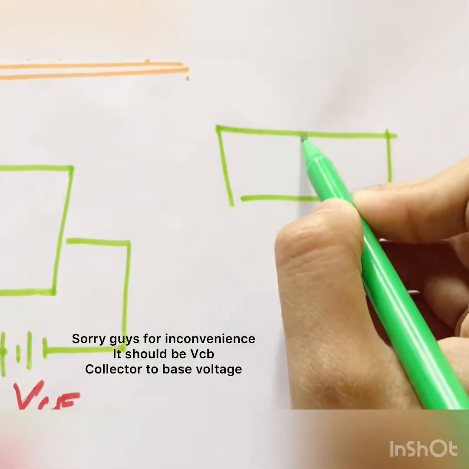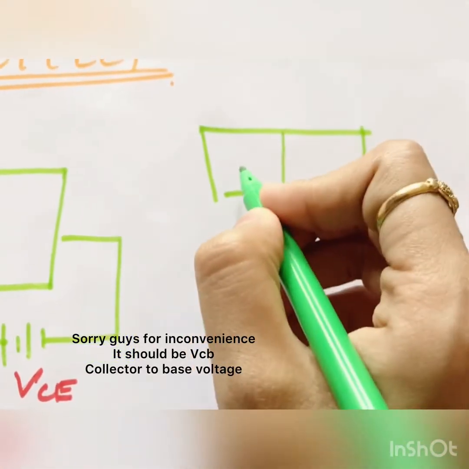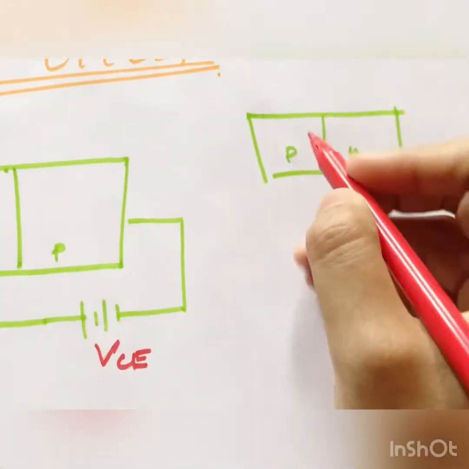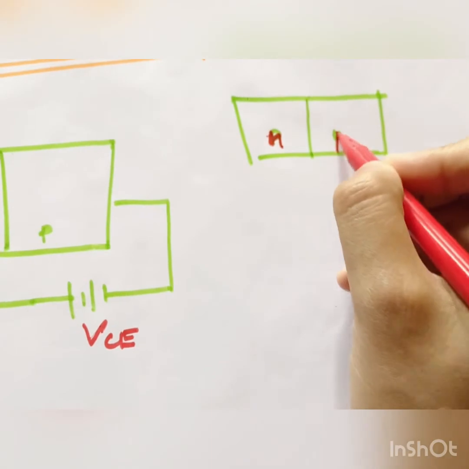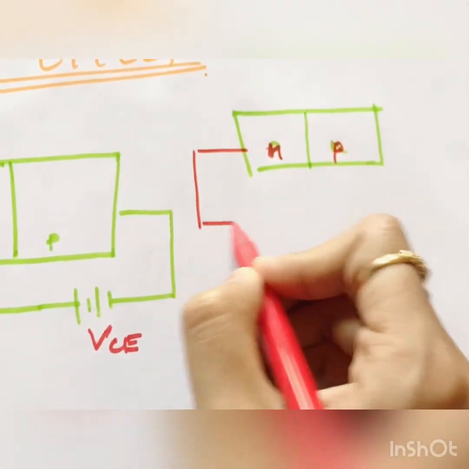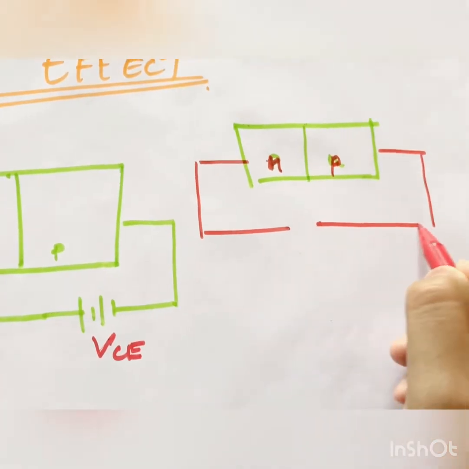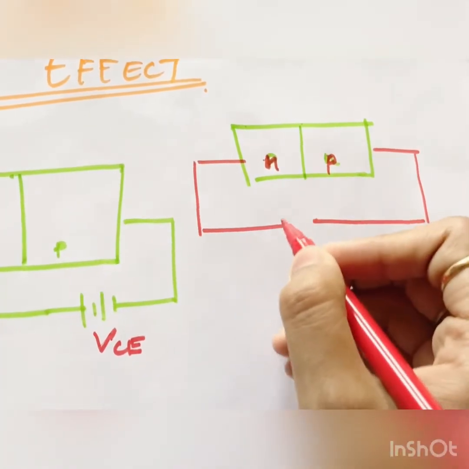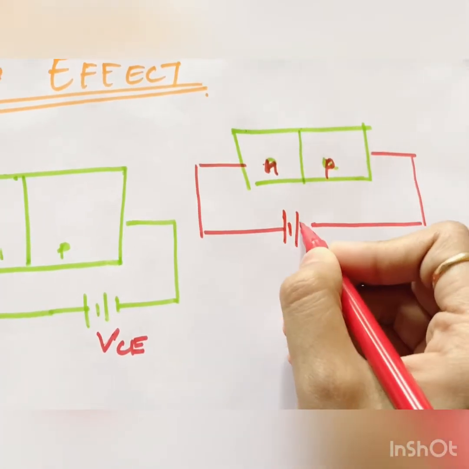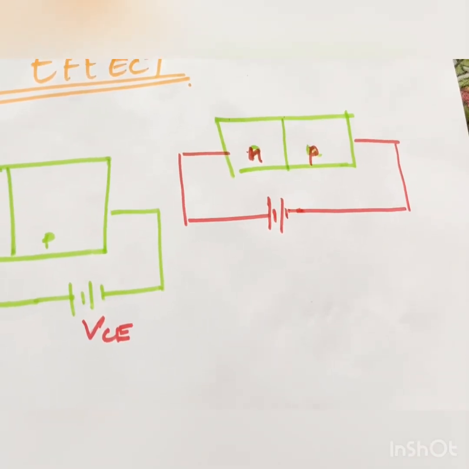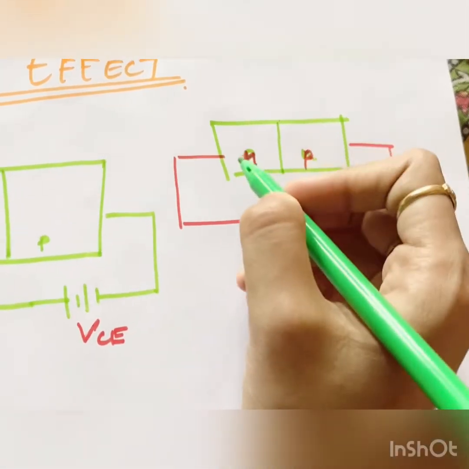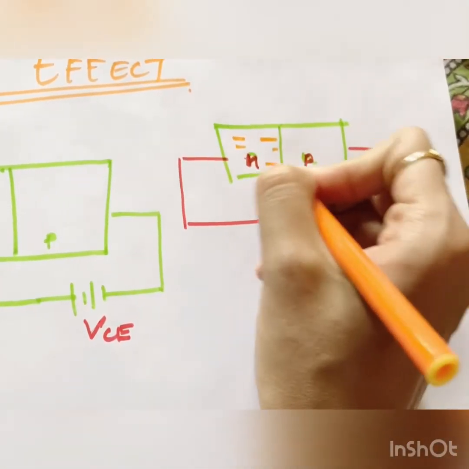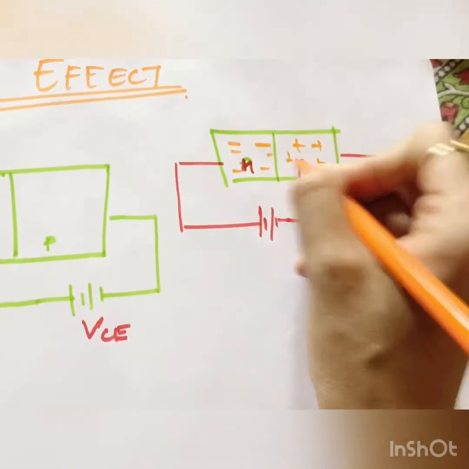Let's look again at the normal PN junction. This is PN. Oh, I have taken it as an NP junction. Okay, NP. I'm considering this circuit, reverse biasing. Reverse biasing means N to positive, P to negative. Here the majority carriers in N are electrons, and the majority carriers in P are holes.